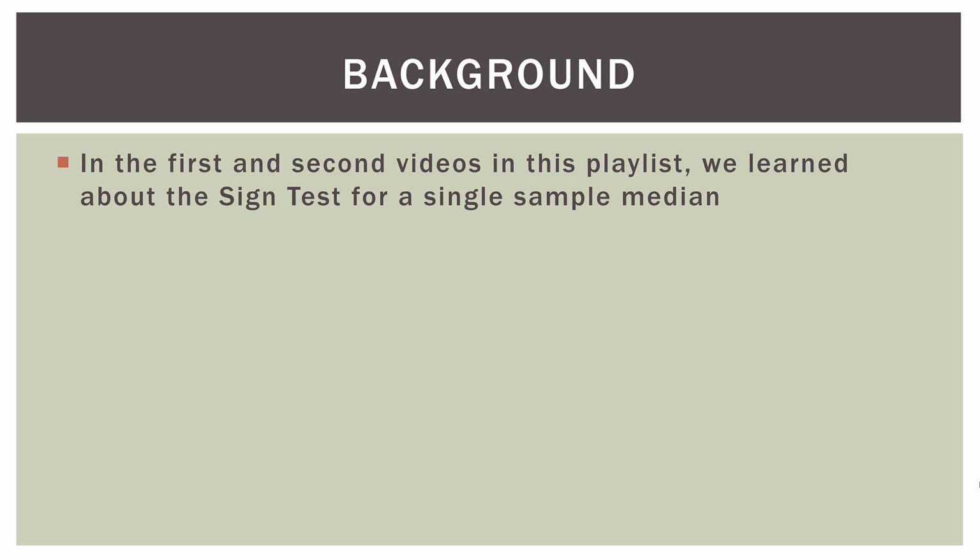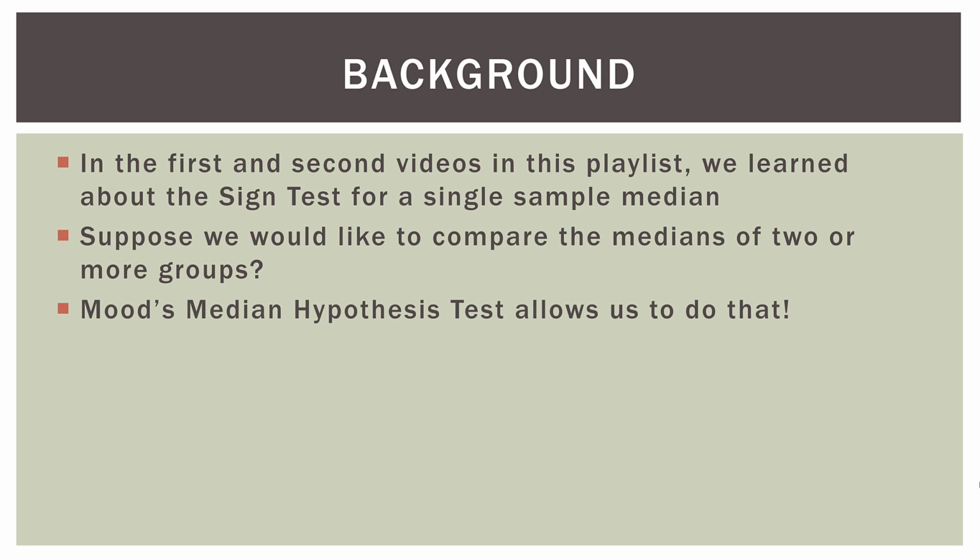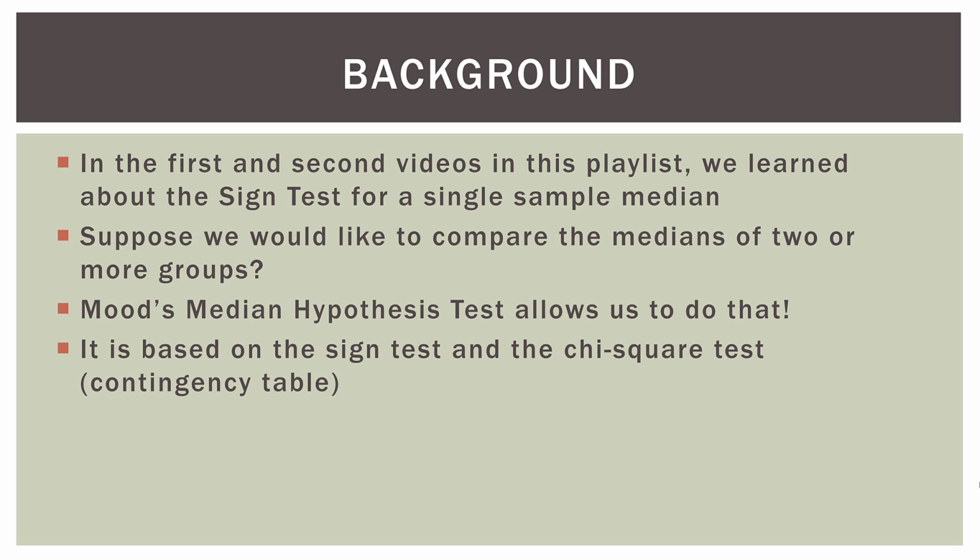First, some background. In the first and second videos in this playlist, we learned about the sign test for a single sample median. Suppose we would like to compare the medians of 2 or more groups. The sign test was only for 1 sample. Mood's median hypothesis test allows us to do just that. Mood's median is based on the sign test, which we learned about before and is actually quite simple, and the chi-square test, using contingency tables. So if you have seen and used the chi-square test before, you're in really good shape for this video. Now, if you have not, just follow along and you'll pick it up as we go.